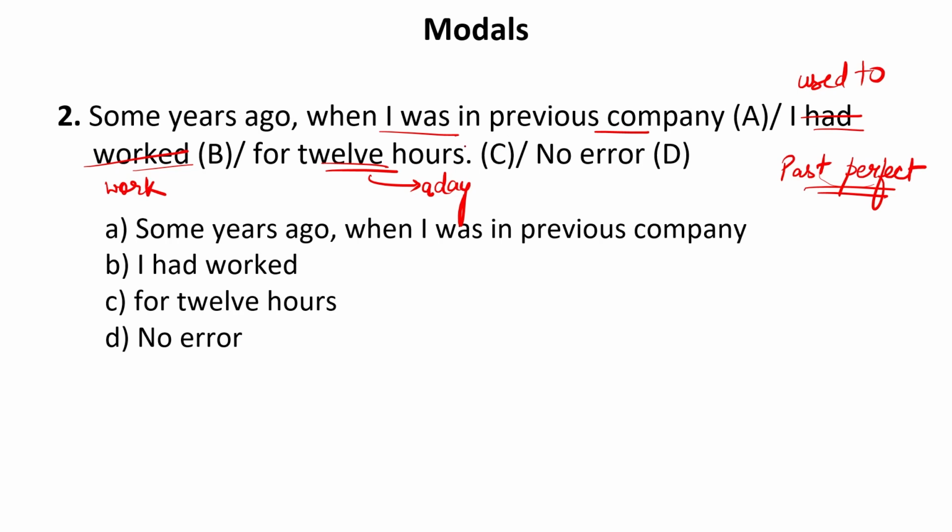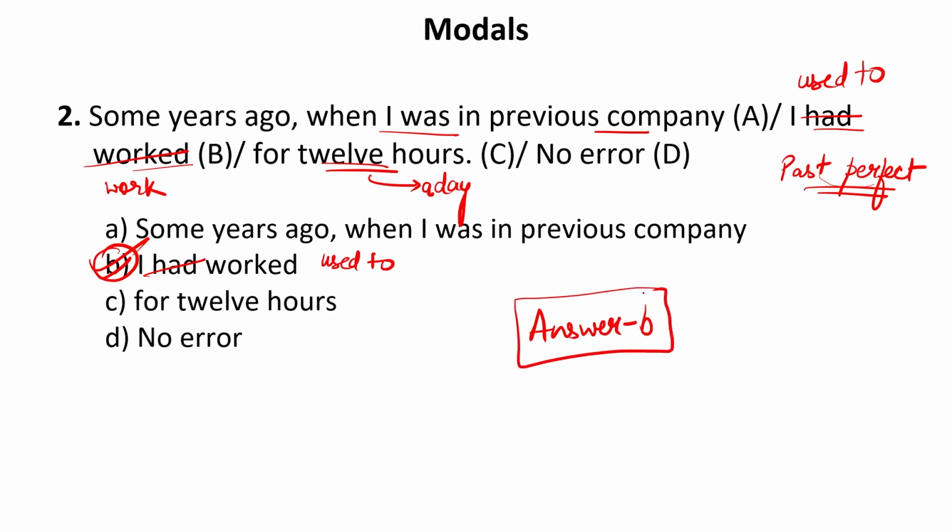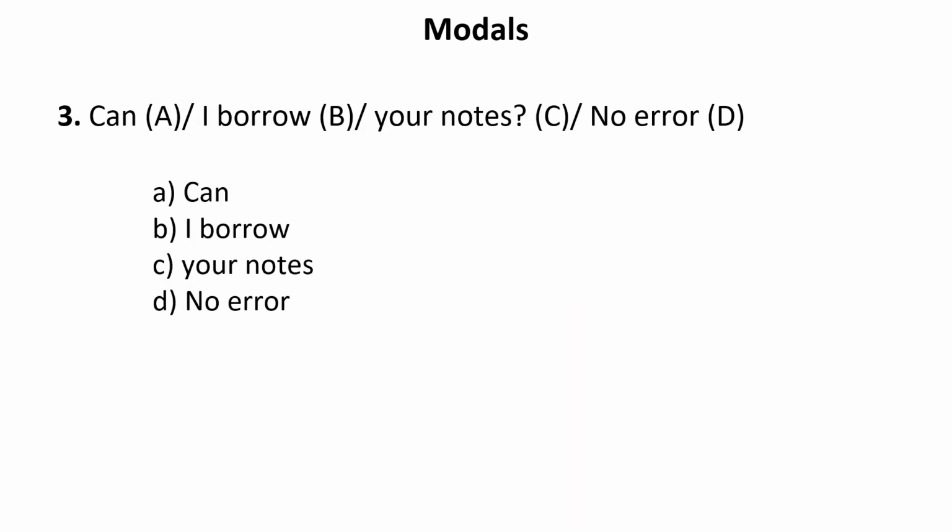That means in place of this had, we should write used to. So the error is in part B. Our answer is B. That means part B contains the error. Now let us move to the next one. Can I borrow your notes? Now if I see this sentence, it is written, can I borrow your notes?